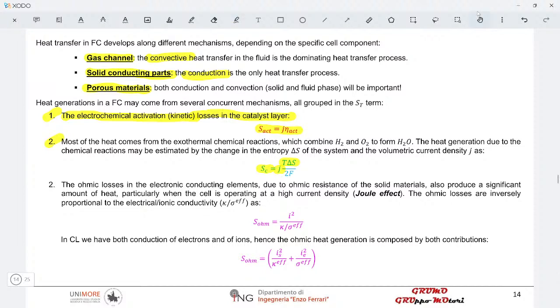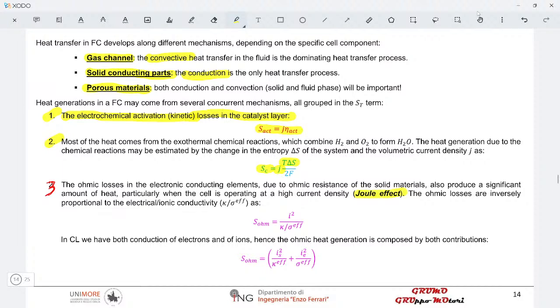Another contribution, this is number 3, is due to the ohmic losses. We already introduced the ohmic losses as the resistance to the flow of current of a charged species through conductive parts. Now, a current of a charged species through a conductive part also generates some heat, which is the well-known Joule effect.